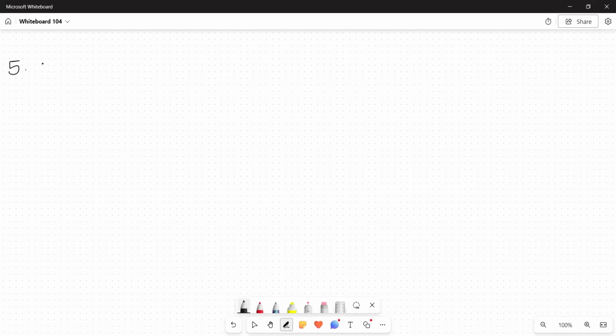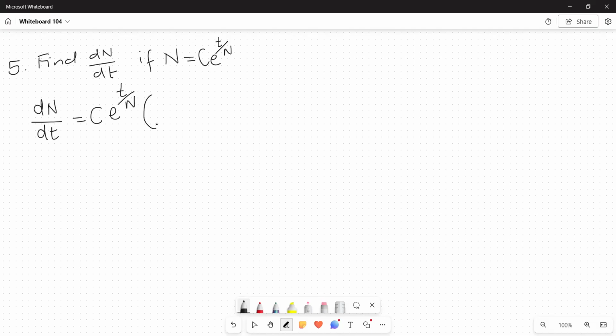Number 5, we have to find dn/dt if n is equal to c e to the power of t over n. Okay, so using implicit differentiation, the derivative of n is dn/dt. Here, c is a constant. So we have c, and then e to the power of t over n, which remains the same, and then we multiply by the derivative of t over n.